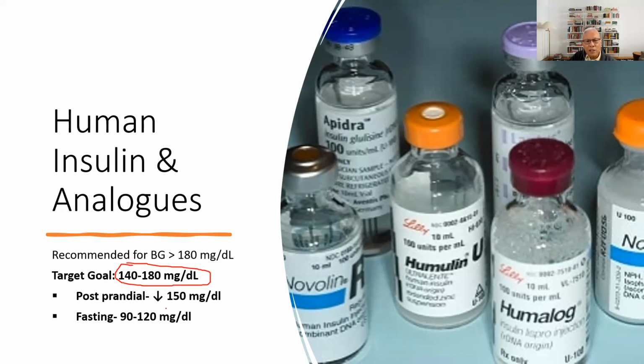And the target is to decrease the blood sugar level to less than 150 milligrams per deciliter after eating, and to maintain a blood sugar of 90 to 120 when we are fasting. So that basically is going to be the target goal for the use of human insulin.